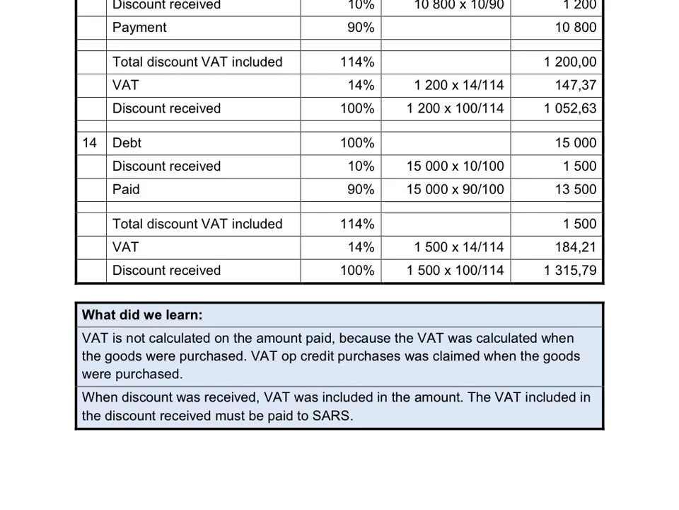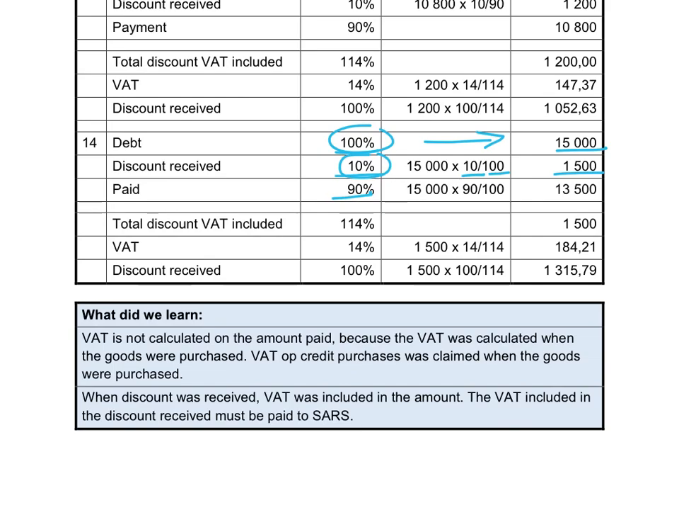The total debt equals 100%. Discount of 10% is allowed. So the amount that we paid is 90%. They gave us the total debt as 15,000. So the total debt of 100% is 15,000. If we want to calculate the discount received, the one that we want, 10, divided by the one that we know, 100, times 15,000, and that will give me 1,500.